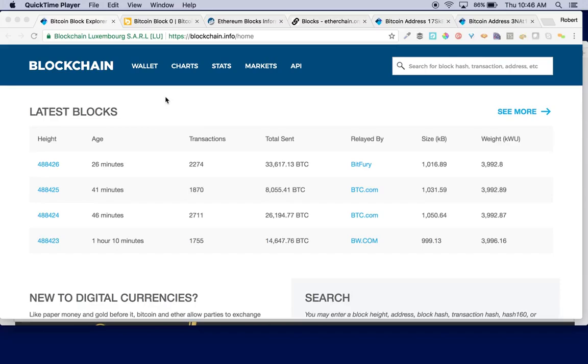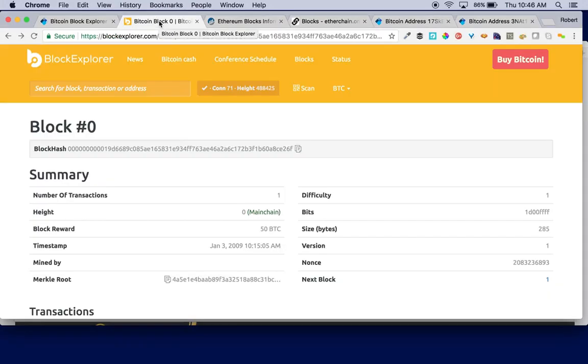So from here, let's take a look at another blockchain explorer, and you can see here the genesis block of the Bitcoin blockchain. Notice that the timestamp is January 3rd, 2009. So that's the genesis block of the Bitcoin blockchain.